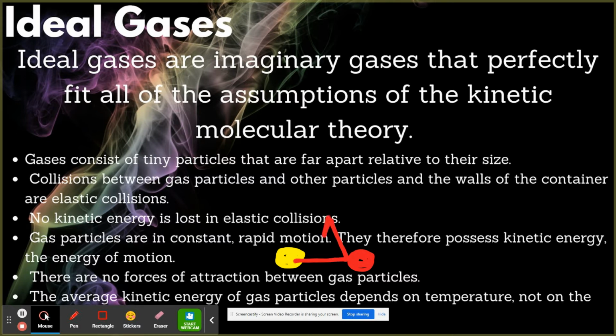They're just going to deflect from one another. So they're going to be bouncing off one another. That's basically what it is. They won't stick to one another, but they will just bounce off one another.